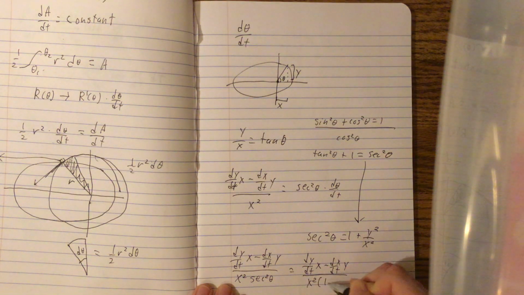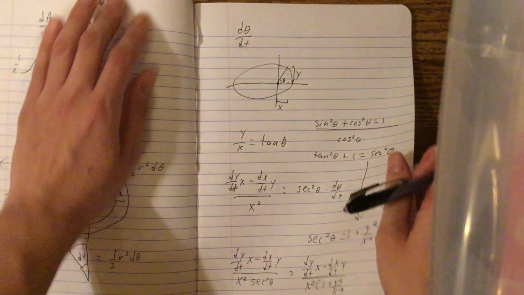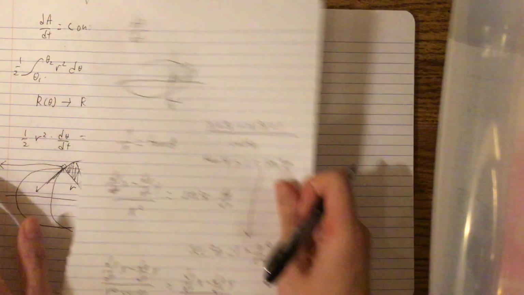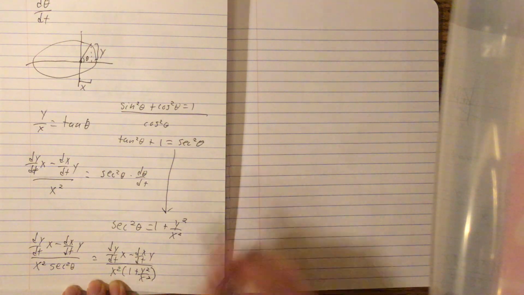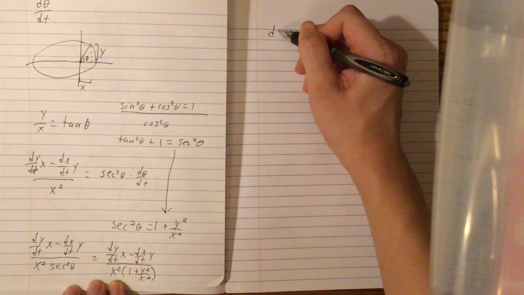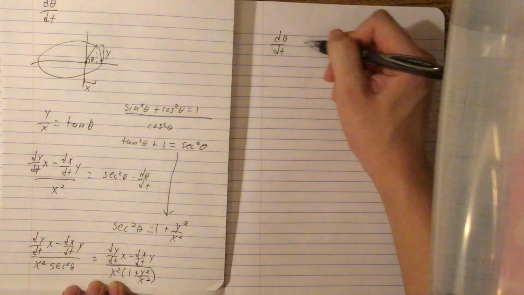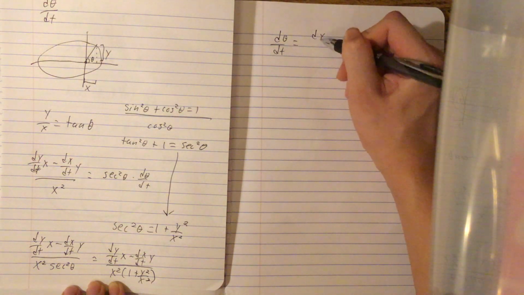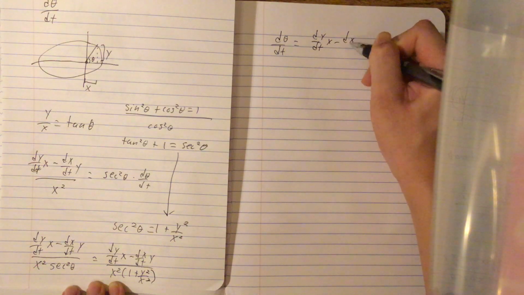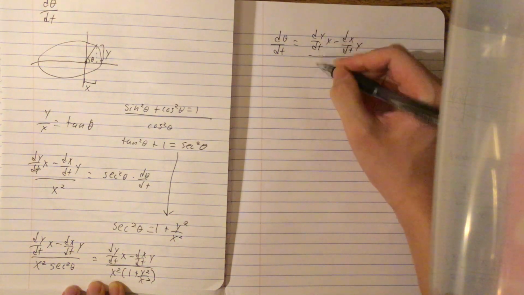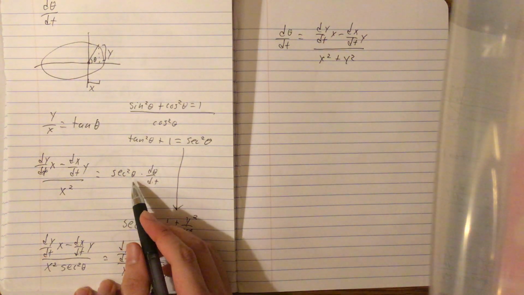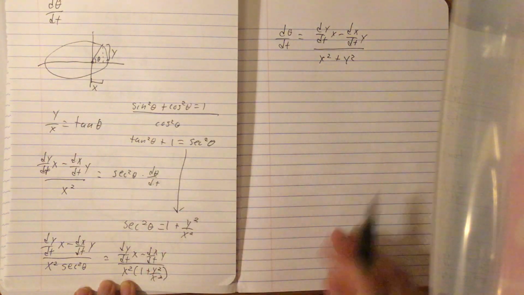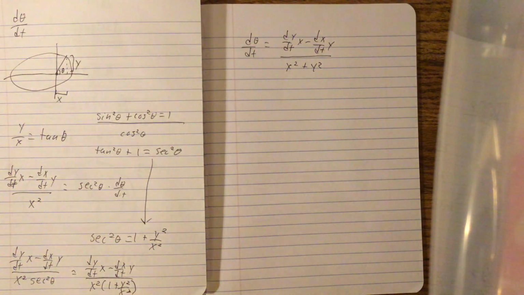x squared times 1 plus y squared over x squared. Let me rip out this page. And let's distribute x squared. We get that d theta over dt equals dy dt times x minus dx dt times y over x squared plus y squared. Remember, we're trying to find d theta dt. I divided both sides by sec squared theta, so I can isolate d theta over dt. So this is what d theta dt equals.